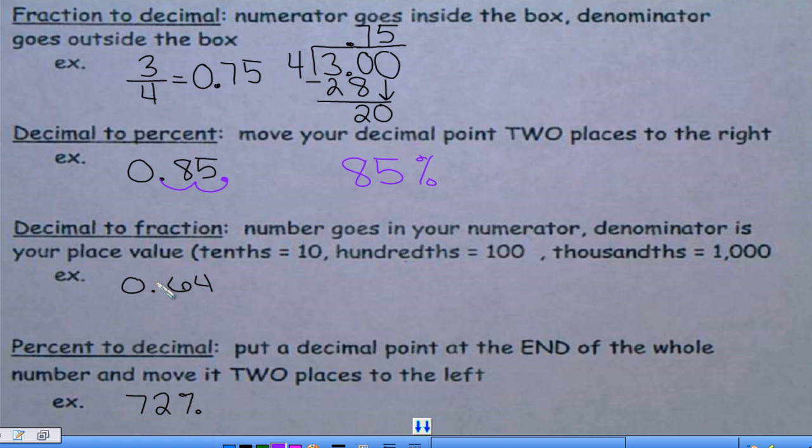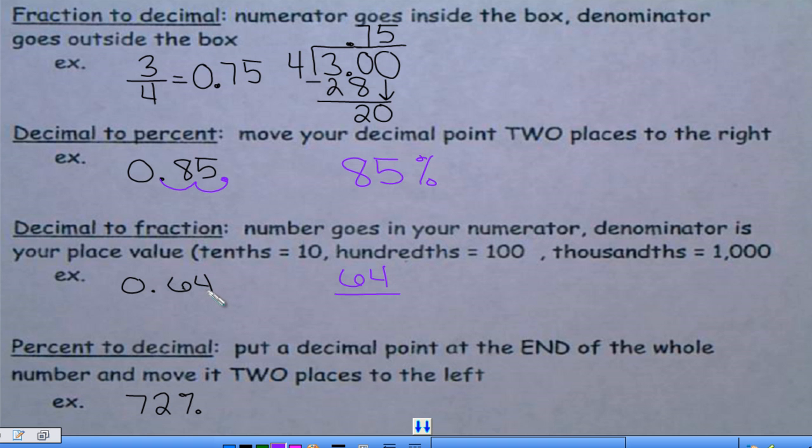Okay? The next one, decimal to a fraction. So if I give you a decimal and I ask you to go back to a fraction, this is how you do it. Make sure you have this example written down. Whatever number that you have in the decimal part, so in this case 64, that number goes in your numerator. And your denominator is your place value. Okay, so if I were to read this decimal I would say 64 hundredths.